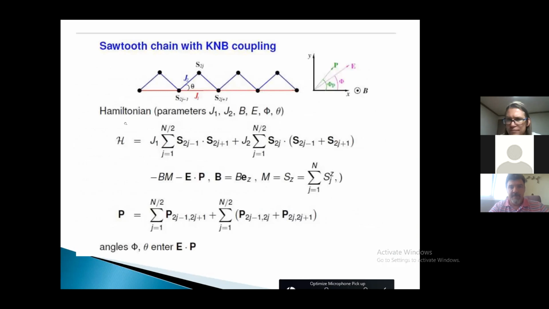And now the system which we have is the Sawtooth chain with two couplings, and as the KNB mechanism concerns the geometry, we have to introduce another parameter, the angle theta between the bonds. And here is the setting of our problem. We have the chain in the XY plane, and we have an in-plane electric field E, which is characterized by the magnitude E and angle phi. And we have a magnetic field pointed in the Z direction, perpendicular to the XY plane. So now we have a system with 6 parameters.